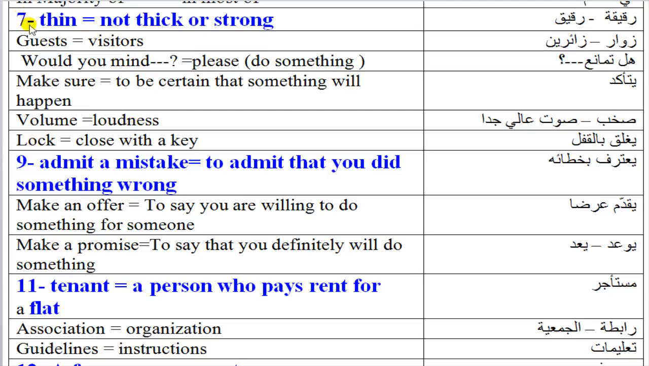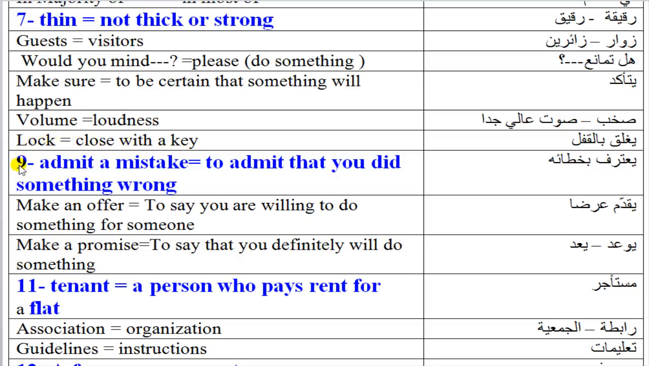This is number 7. The vocab book. Exercise 7 words. Thin, not thick or strong. Guests, visitors. Would you mind? Please do something. Make sure, to be certain that something will happen. Volume, loudness. Lock, close with the key.